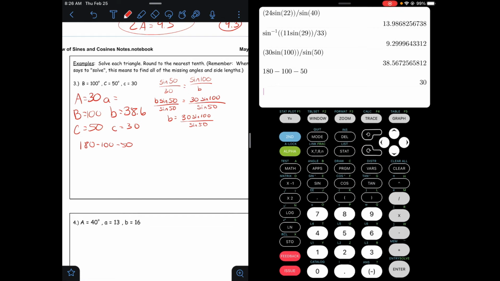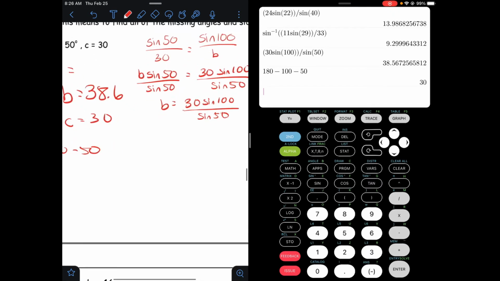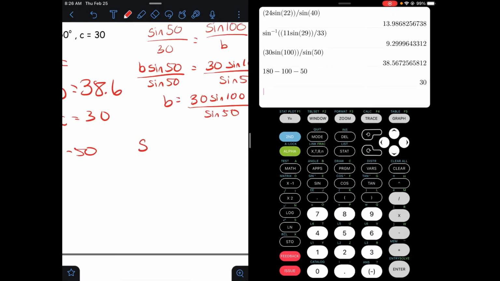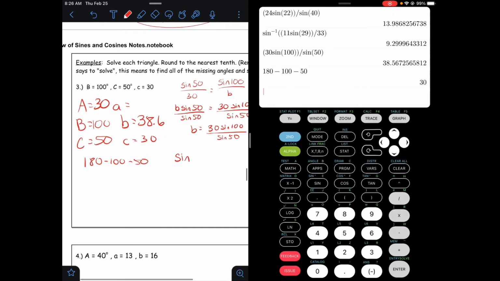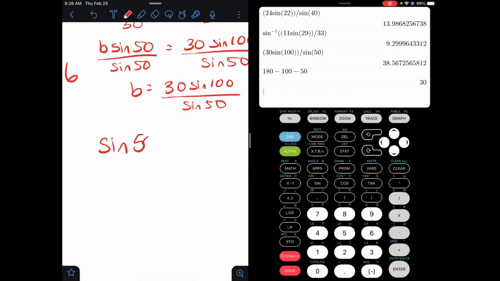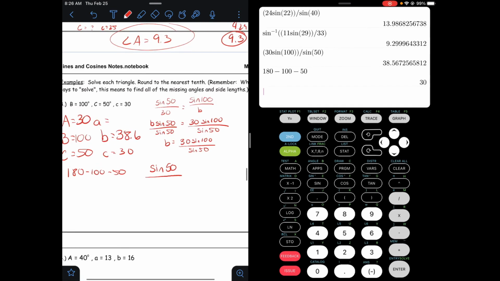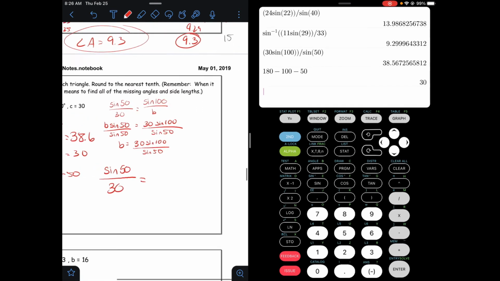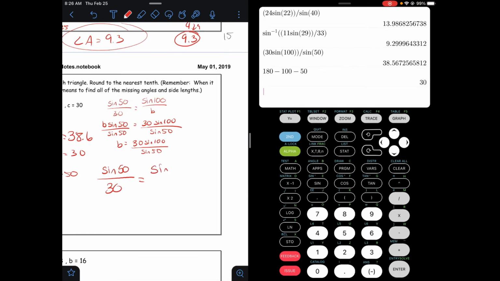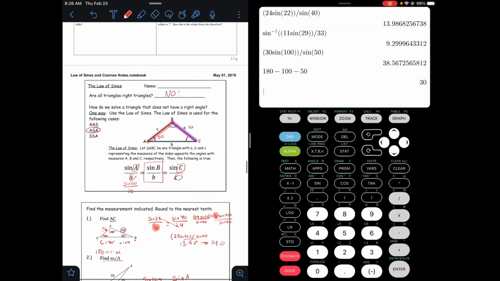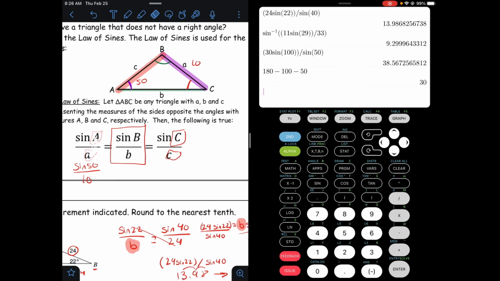So it doesn't matter if you choose to use C or B to set up your proportion. We'll just go ahead and stick with C since that's what we were given here. So we'll start with sine of 50 all over 30 equals sine of 30 all over A.